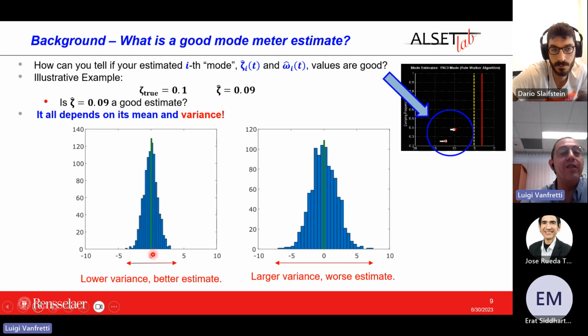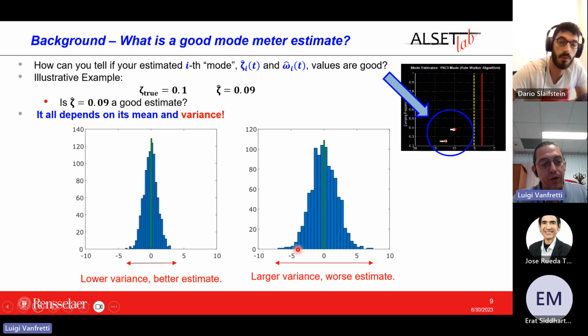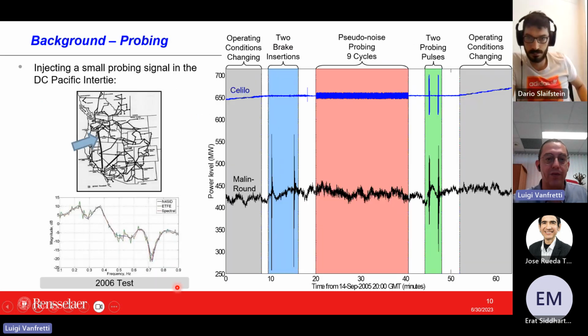If you have a lower variance, that means that your estimate is much better than with a large variance. So tracking the mode is not the only thing that you have to do. You also have to track the variance in the estimated parameters of damping and frequency. And finally, in order to achieve lower variance, what you can do is use probing signals.